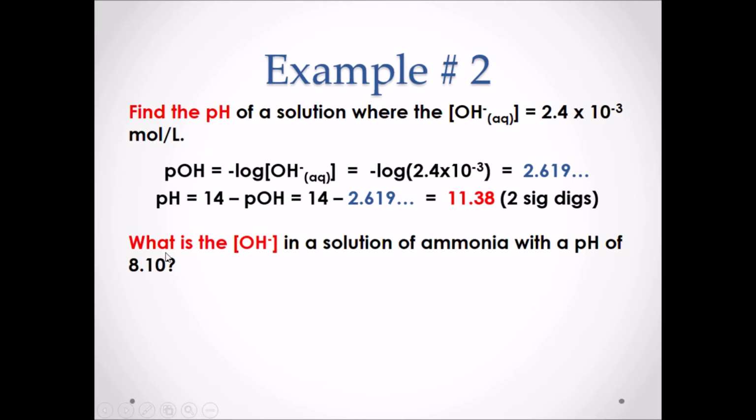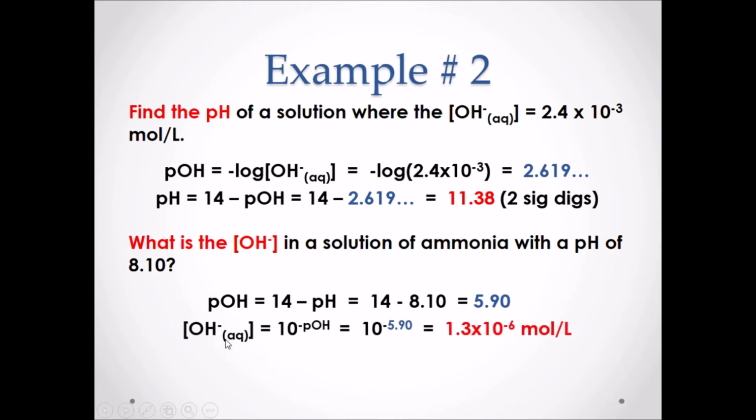The second part. What is the concentration of OH minus in a solution of ammonia with a pH of 8.10? Well, in order to find the concentration of OH minus, we must first know the pOH. So that is equal to 14 minus pH, which is equal to 14 minus 8.10. pOH is 5.90.